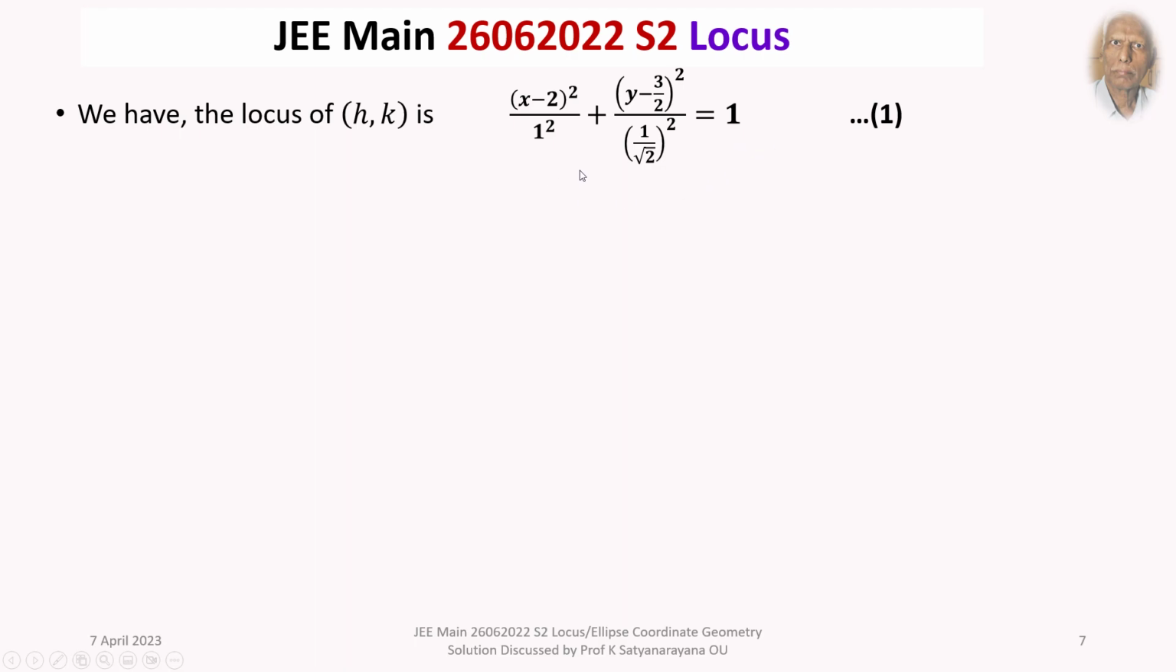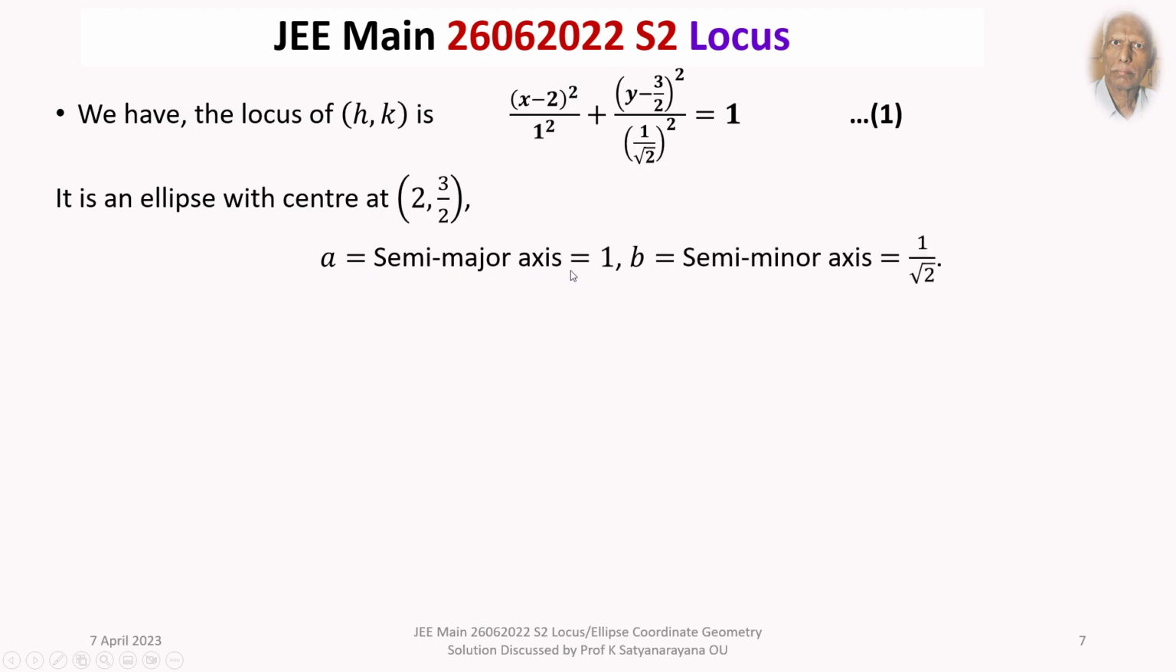What is this? It is an ellipse with the center at (2, 3 by 2), and the semi-major axis is 1 and the semi-minor axis is 1 by root 2. So it is an ellipse with center at (2, 3 by 2) and a, the semi-major axis, is 1, and b, the semi-minor axis, is 1 by root 2. Obviously a is greater than b. Now the eccentricity of this ellipse is given by e is equal to the square root of 1 minus b squared by a squared, a greater than b.